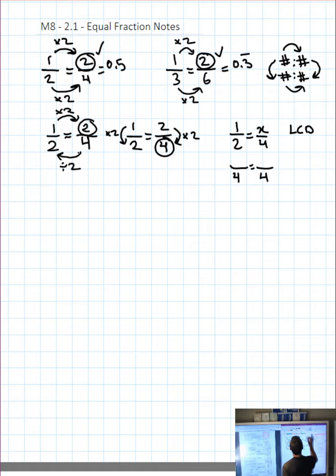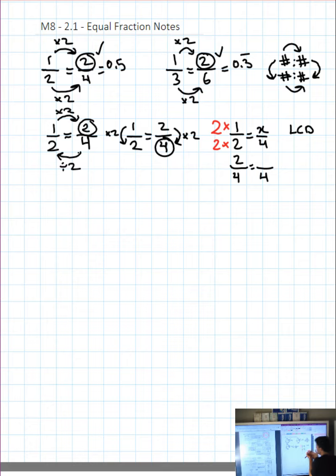Now, how did I get the 2 on the left bottom to be 4? I simply multiplied it by 2. And if I multiply the bottom by 2, I must also multiply the top by 2. On the top left, 2 times 1 is simply 2.